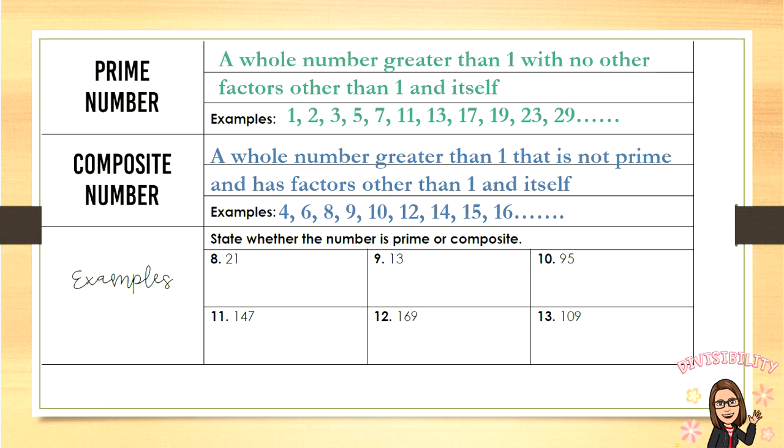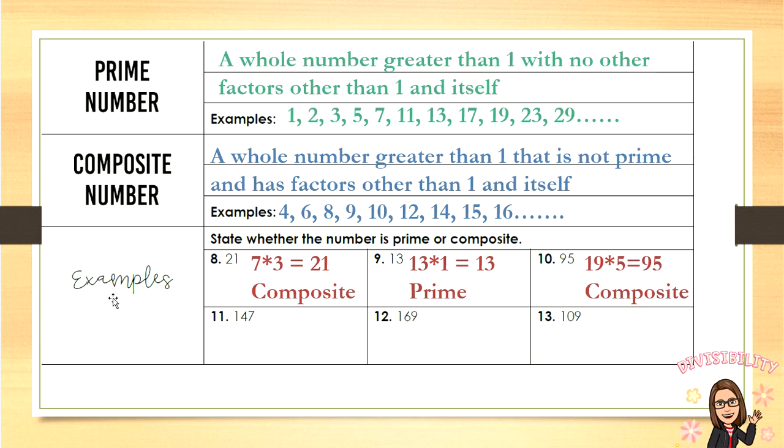So let's look at these examples down below. 21. Well, 21 is 7 times 3, so that would have to be composite. 13. Well, I look up here, and 13's up here, so that would have to be prime. 13 times 1 is 13. 95. Well, I know, and we're going to figure this out in a minute, that it ends in a 5, so it has to be times 5. So 5 times 19 is 95, so that's composite.